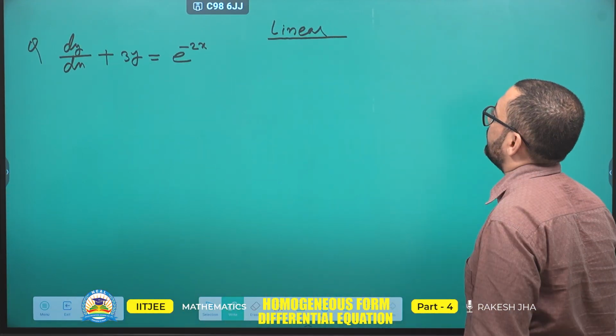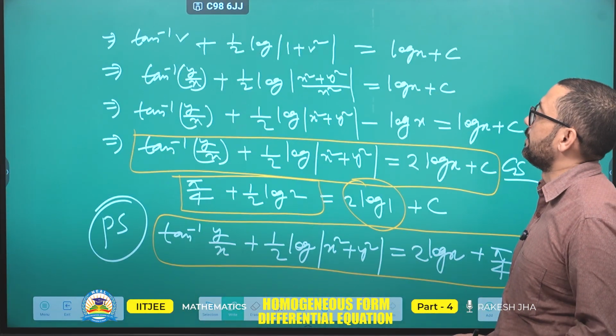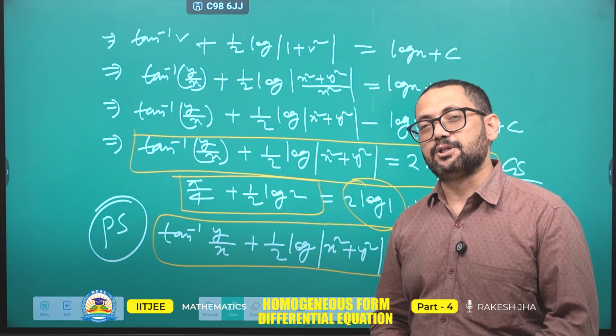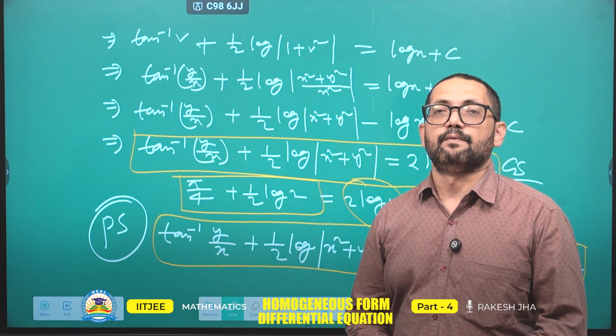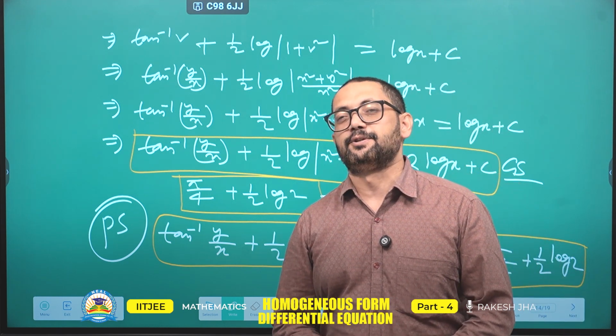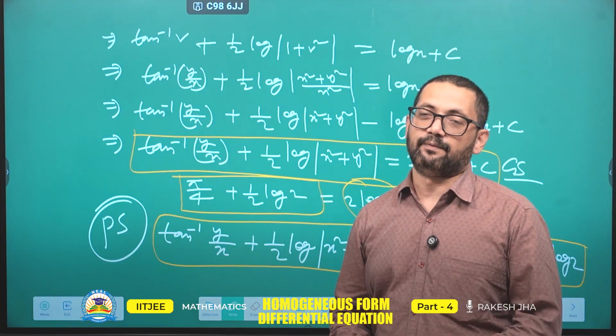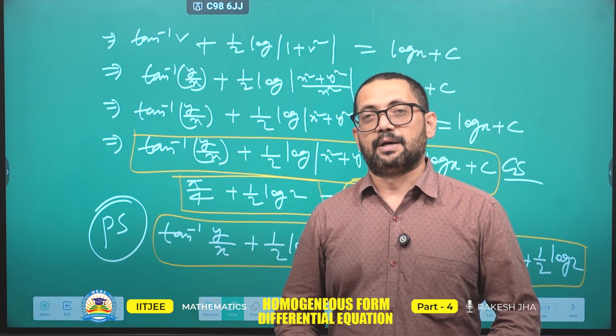So now let's see if we have any more. No, so we are done with homogeneous now. So this is the end of this session. In the next session, we will be dealing with the linear form of differential equation. And then we will take some questions based on the previous year asked in IIT JEE Main and Advanced.